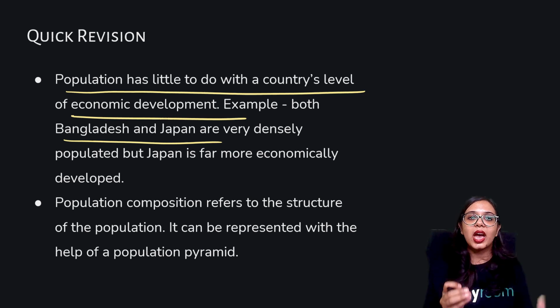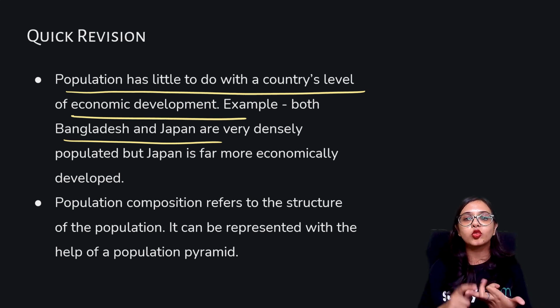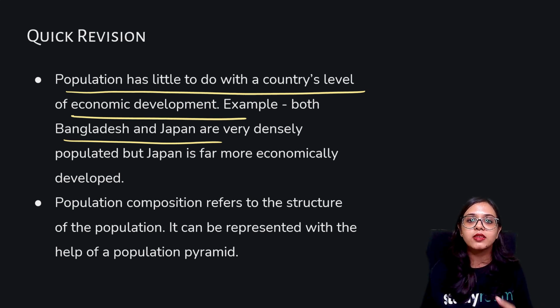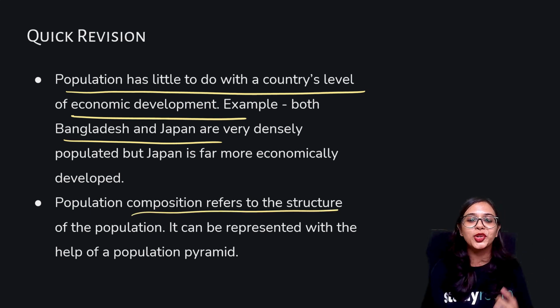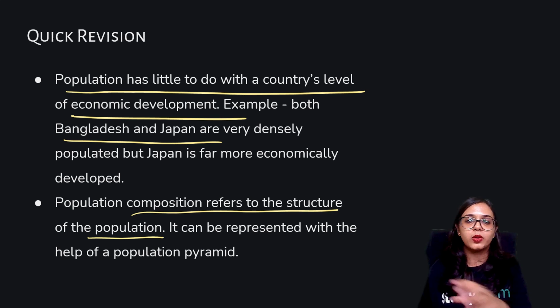So population is not a very good determinant of assessing the quality of human resources. We have to talk about other structures of population composition, such as literacy rate, healthcare facilities, job opportunities, and income opportunities, when we are taking into account the quality of the human resources in a particular area. And lastly, population composition that I just talked to you about refers to the structure, and this structure talks about all of it: age, sex, literacy rate, income opportunities, job opportunities, right?